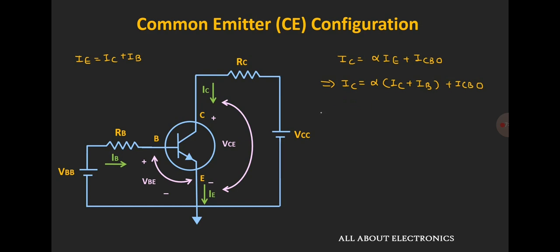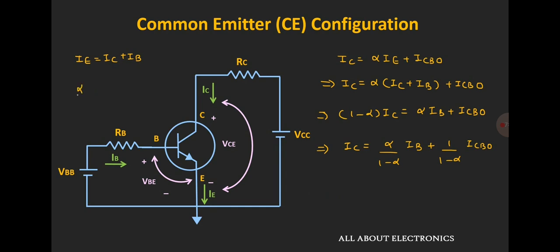And if we rearrange the equation, then we can write it as 1 minus alpha times IC, that is equal to alpha times IB plus ICBO. That means IC is equal to alpha divided by 1 minus alpha times IB plus 1 divided by 1 minus alpha times ICBO. Now we know that this alpha divided by 1 minus alpha is equal to beta, and we have already derived this expression in the introductory video.